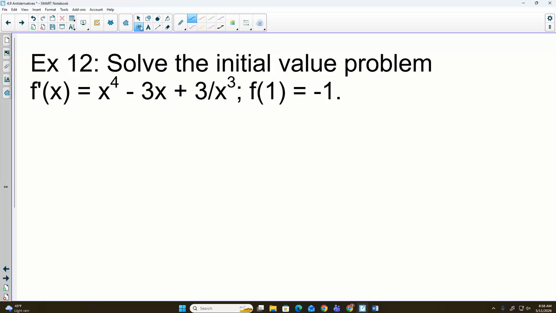Alright. So is this the one we're on? So solving the initial value problem, that's the same thing as basically saying, give me the antiderivative. So here is my derivative: x to the fourth minus 3x plus 3 over x cubed. How would we write that? So if we do our antiderivative of x to the fourth, would be what?